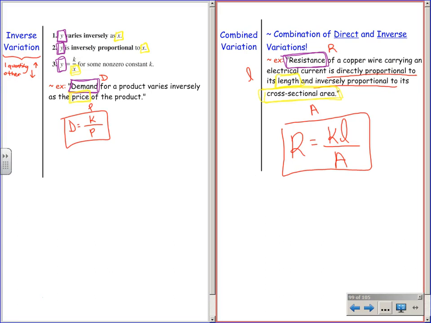Combined variation says, hey, there might be more than one relationship going on. And this is a true relationship: resistance with copper wires carrying electrical currents. As the length goes up, the resistance goes up, but as the cross-sectional area goes up, the resistance goes down. So it's actually directly proportional to one and inversely proportional to the other all at the same time.